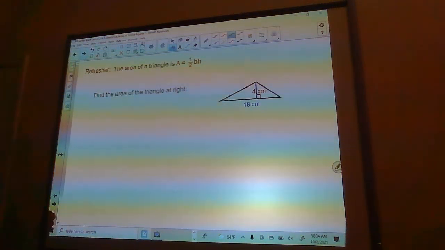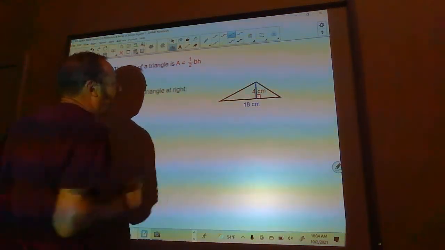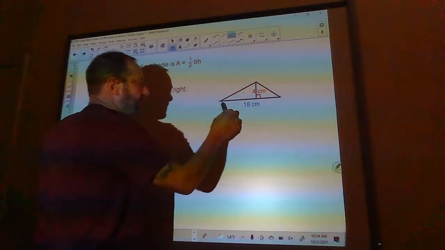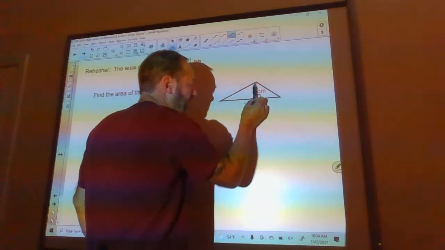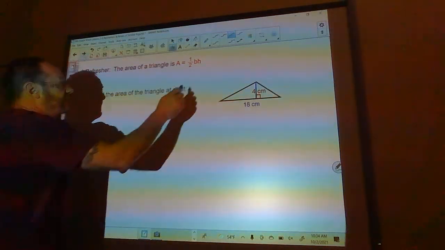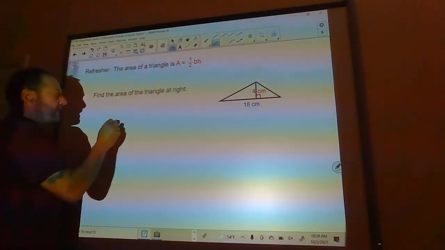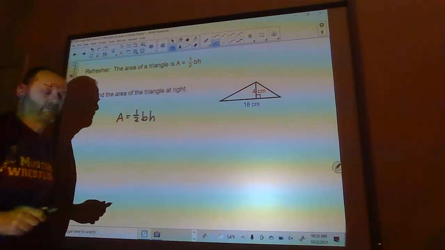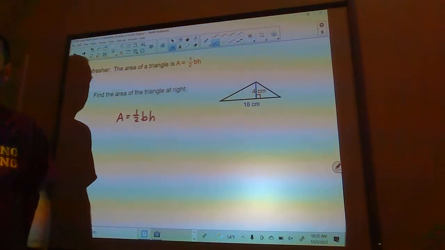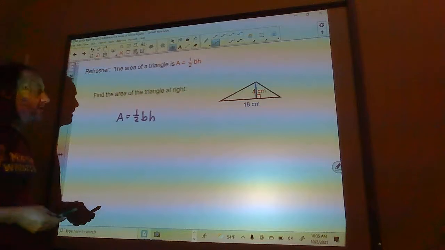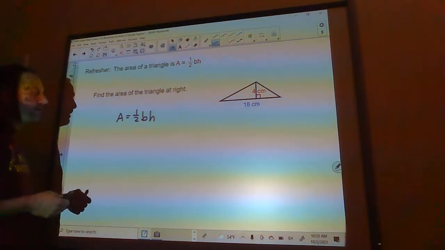Okay, so let's look at a triangle. Now we got to refresh our memory here. The area of a triangle is half the base times the height. So remember, here's my base, and the height is always perpendicular to the base, and it goes to the vertex. So if we find the area of this triangle right here, always write your formula down every single time. I can't tell you how much that makes it more accurate for you when you do these problems, because remember, the formula tells you where everything goes.